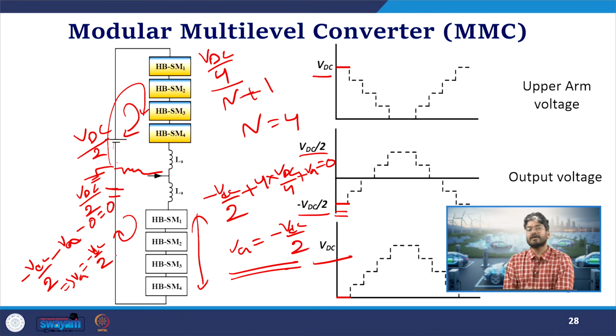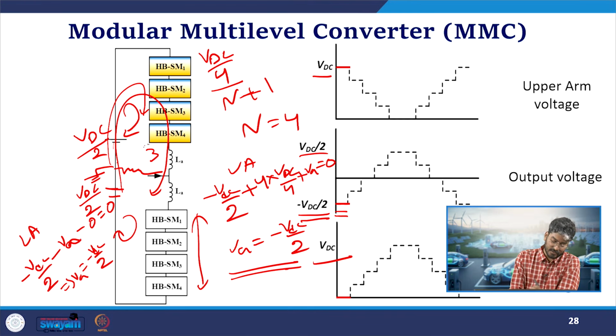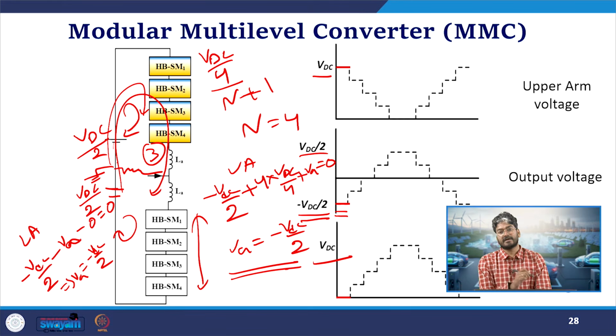Whether I apply KVL in the upper loop or in the lower loop, this is for the upper arm, this is for the lower arm, in both the cases it will be generating VDC by 2, and in an entire arm, if I see, it is generating VDC. So if I consider loop 3, that is the entire bigger loop, in this loop 3 a leg of the MMC is generating VDC.